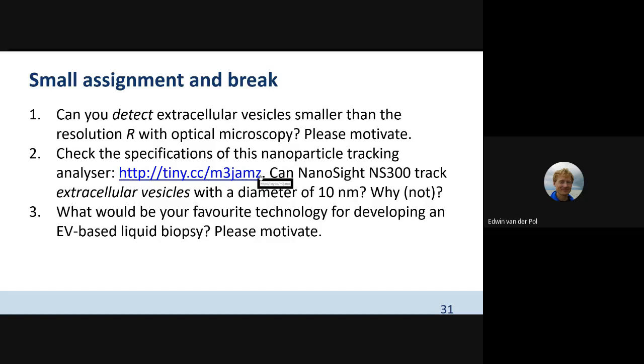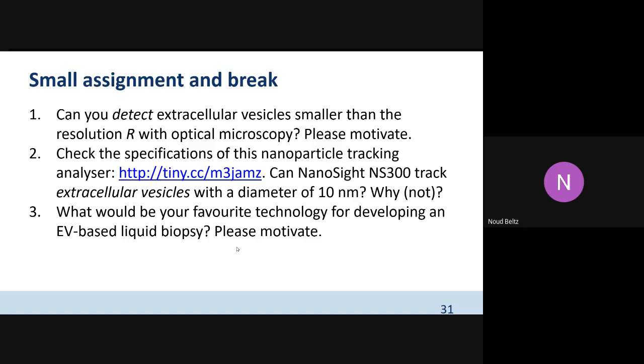And based on the technologies which we just discussed, what would be your favorite technology for developing an EV-based liquid biopsy? And include the motivation. Okay, I suggest to have a 15 minutes break. So we will continue at 2:30 by discussing these 3 questions with each other. If there are any questions now, I'm happy to answer them.